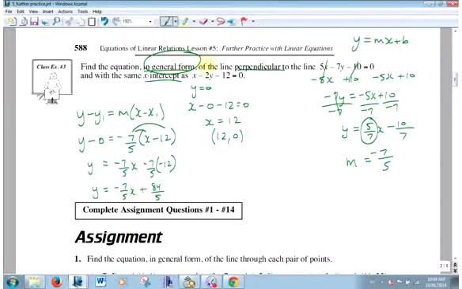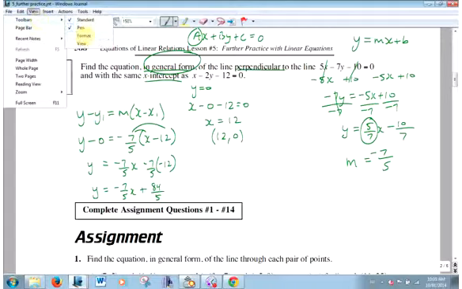In general form, ax plus by plus c equals 0. These all have to be integers, not fractions. I've got to get rid of those fractions, and x has to be positive. It's negative, so I've got to move it over here. How do I get rid of the 5? What's my trick? Tyrell? Times everything by 5.